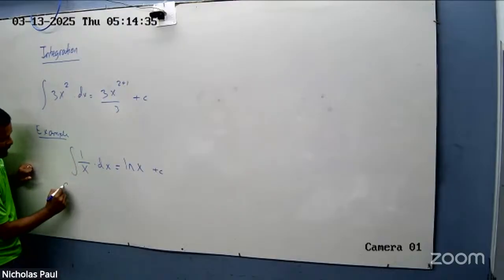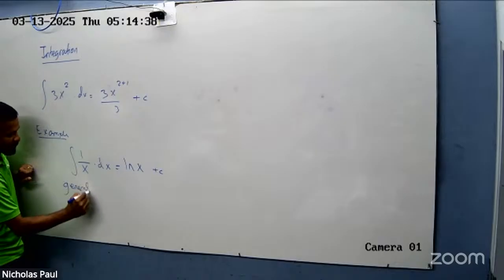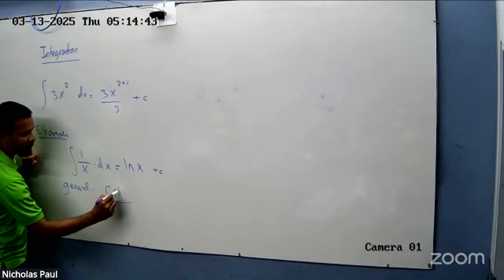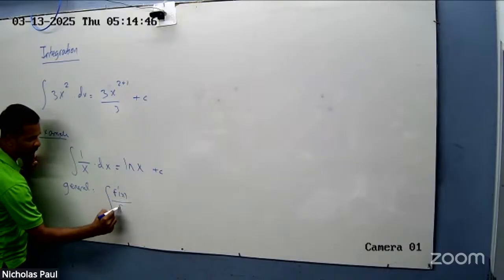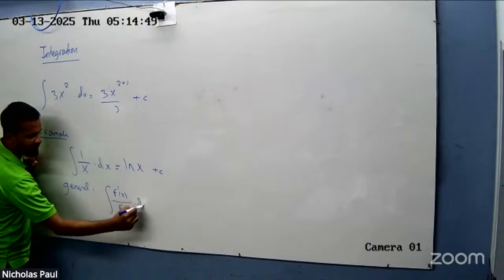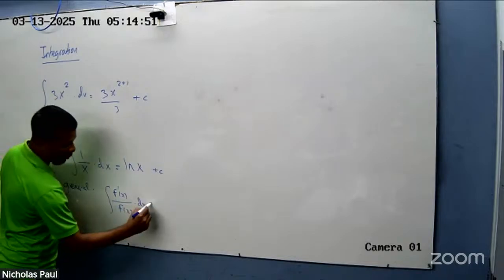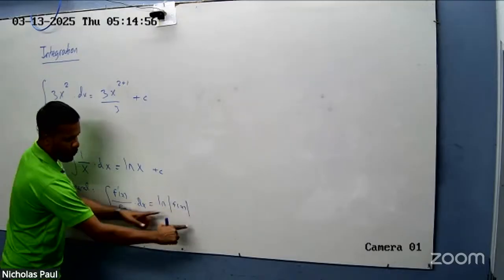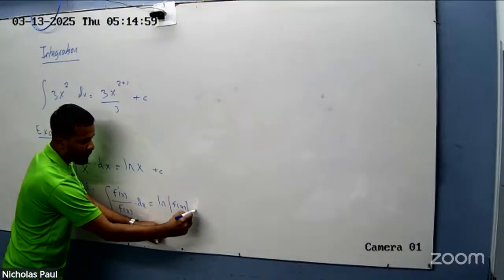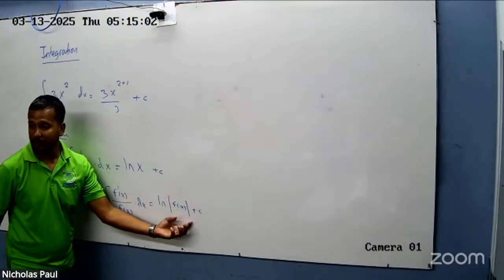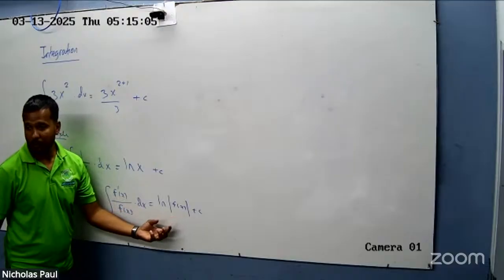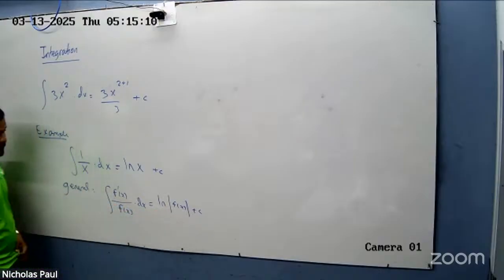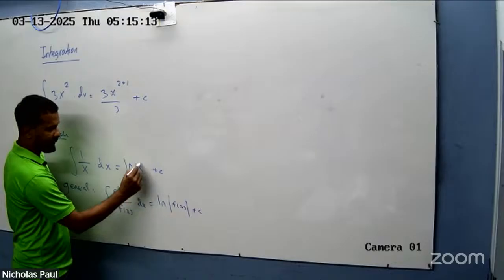But in a more general case, if you had to integrate f prime x over f of x with respect to x, the integral of this is always going to be ln of the modulus of f of x. Why do I put modulus? Right, you can't find the log of a negative value, so that's why we always put in modulus signs.